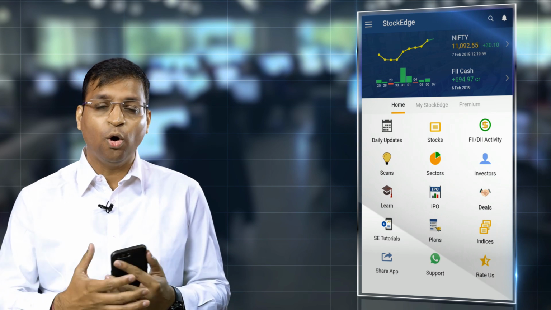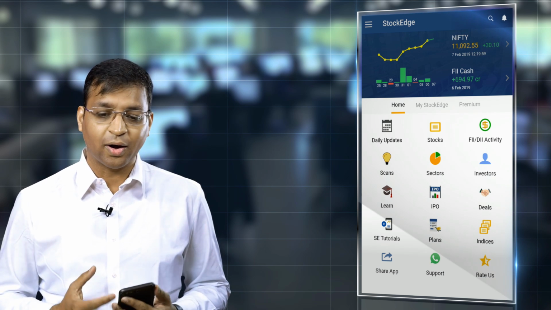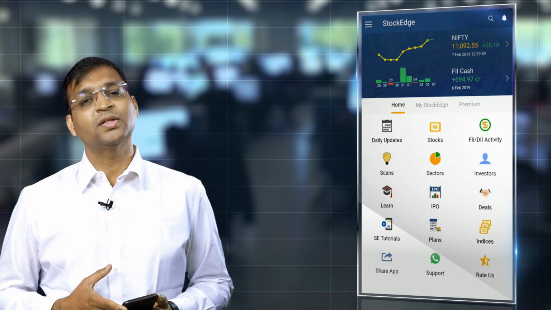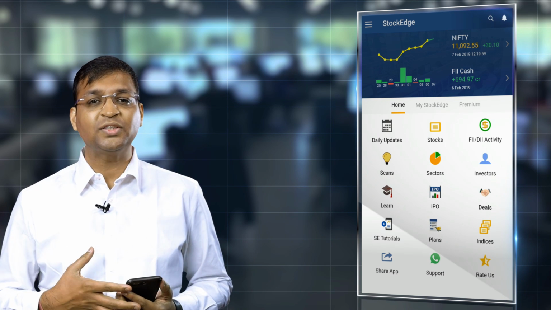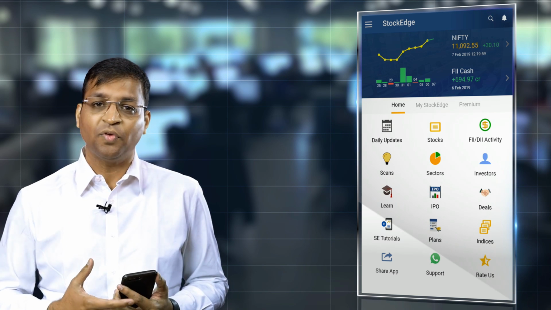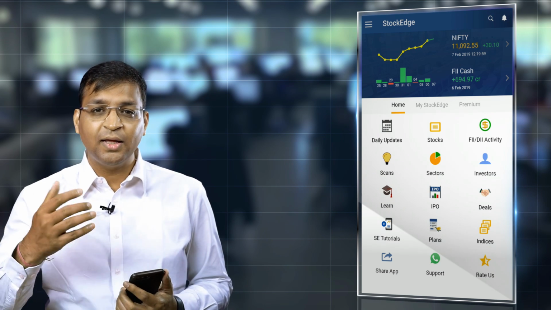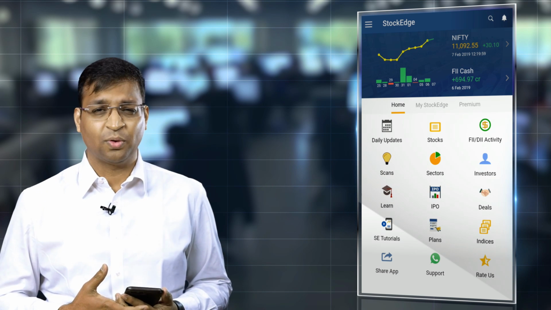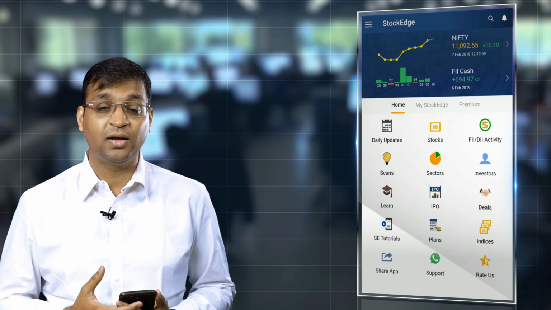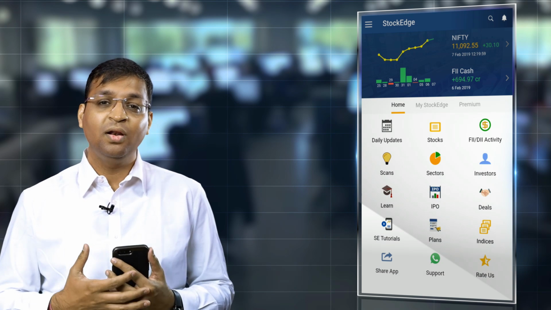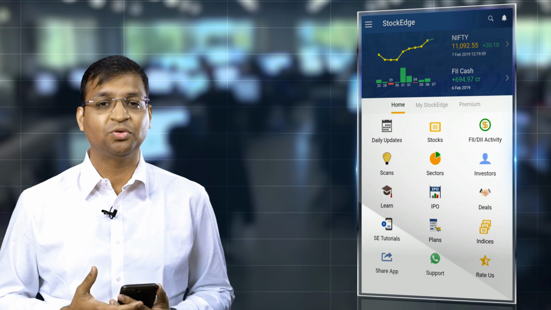Largely most of the parameters are covered in the StockEdge app. So I hope this video was useful. You got an understanding of what parameters are necessary to invest or trade in a stock, and I'm going to record more videos and go deep inside those parameters so that you can understand them in totality and become a more learned and independent person to invest or trade in the market.